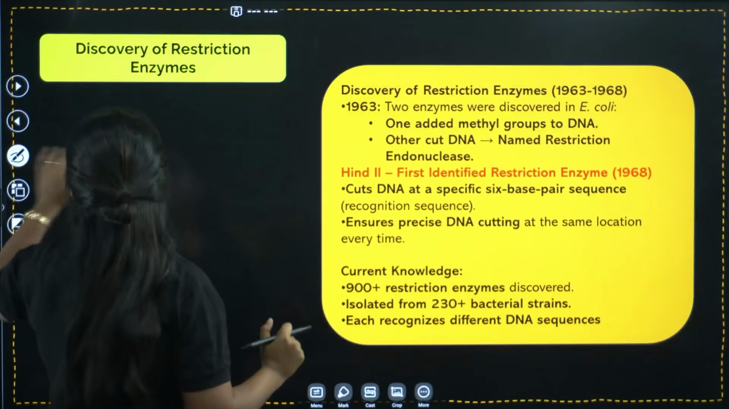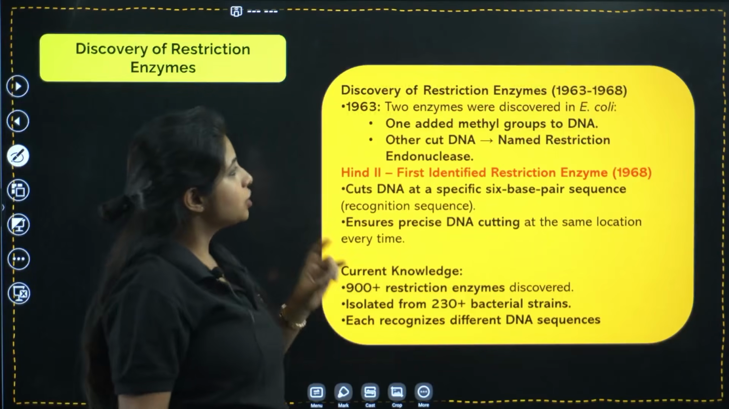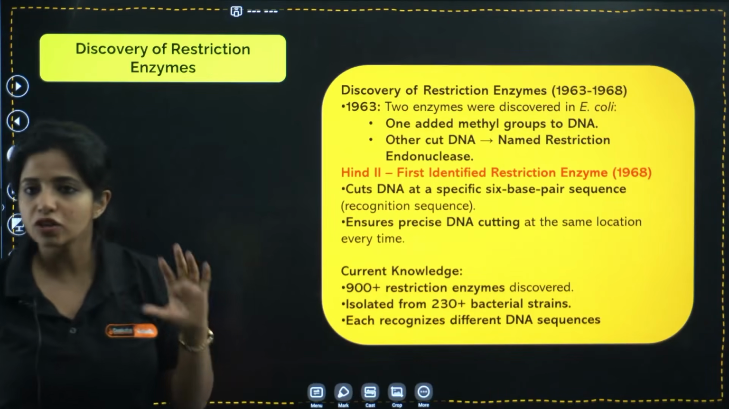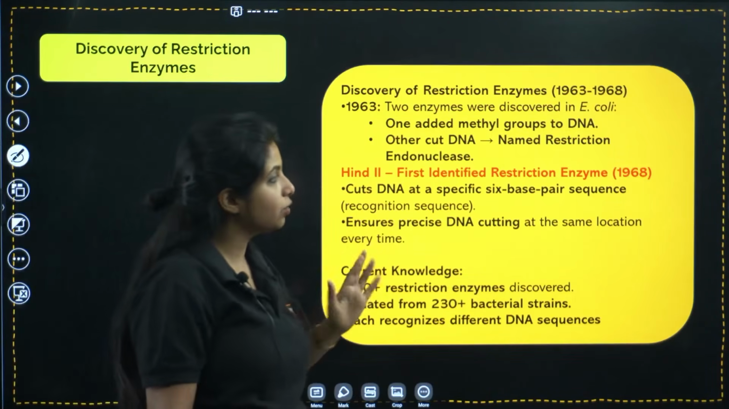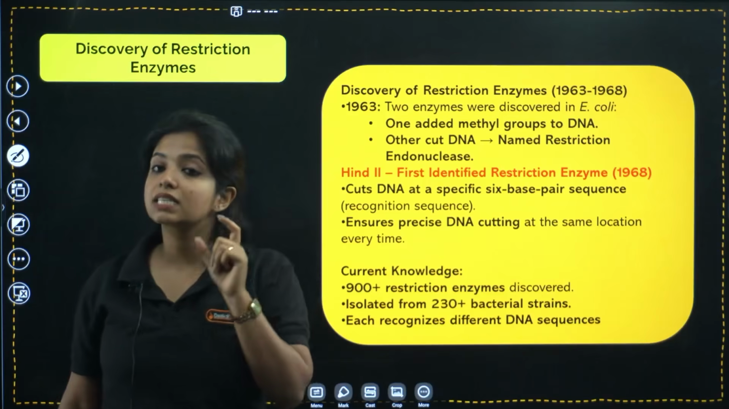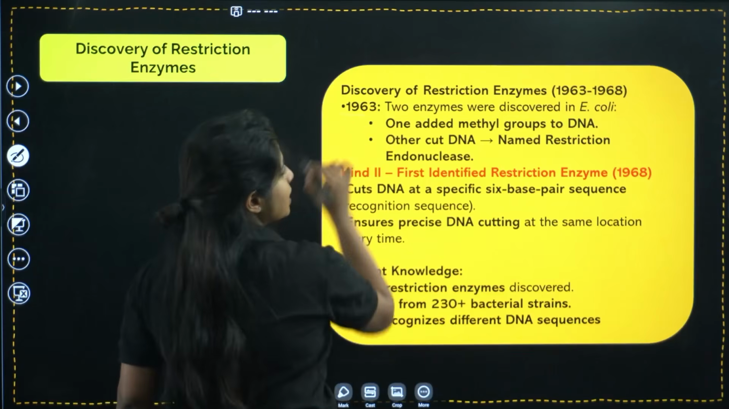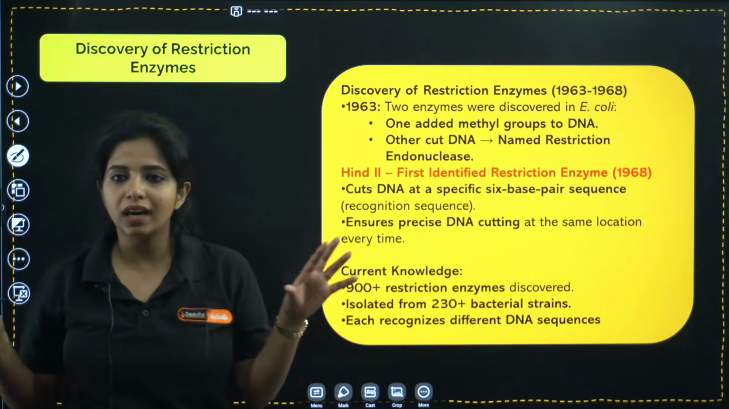Fine. Now, the restriction enzyme that I was talking about. The discovery of restriction enzymes in general happened between 1963 and 1968. So in 1963, my dear children, two enzymes were discovered. They didn't know the name, they didn't know anything.